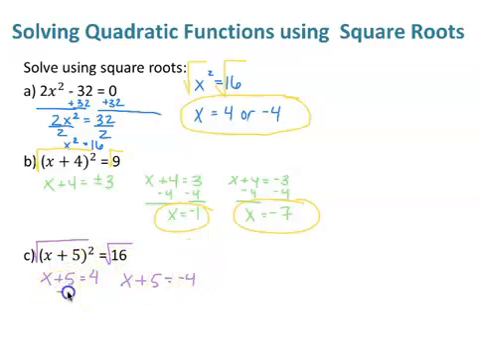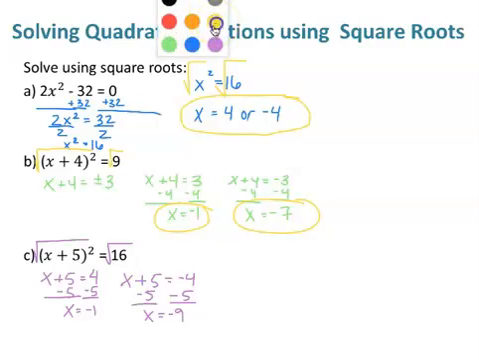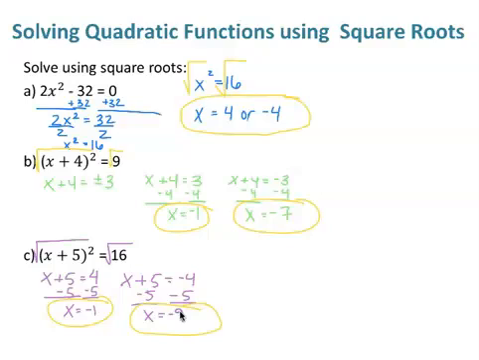Then I'm going to solve for x in both by subtracting 5 from both equations. I get negative 1 over here, subtract 5 out, and I get negative 9. So my two solutions would be x equals negative 1 and x equals negative 9. So yet another method to use for solving quadratic functions. But again, we can't use square roots all the time. If you have an x term, it's not going to work. It would be better to use graphing or factoring to solve.